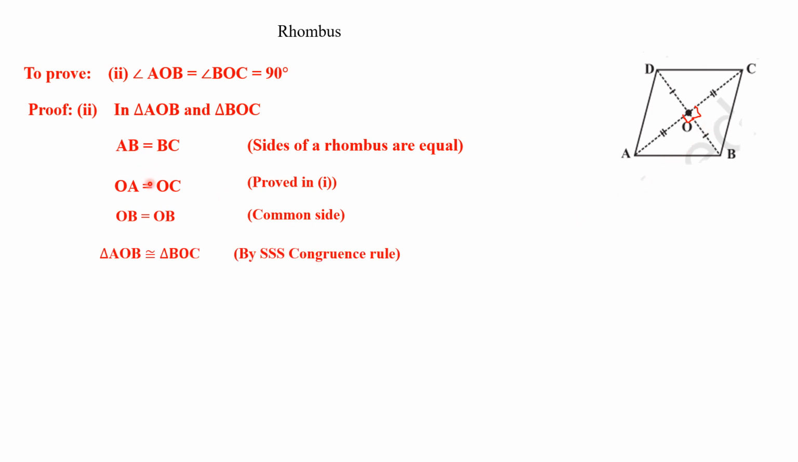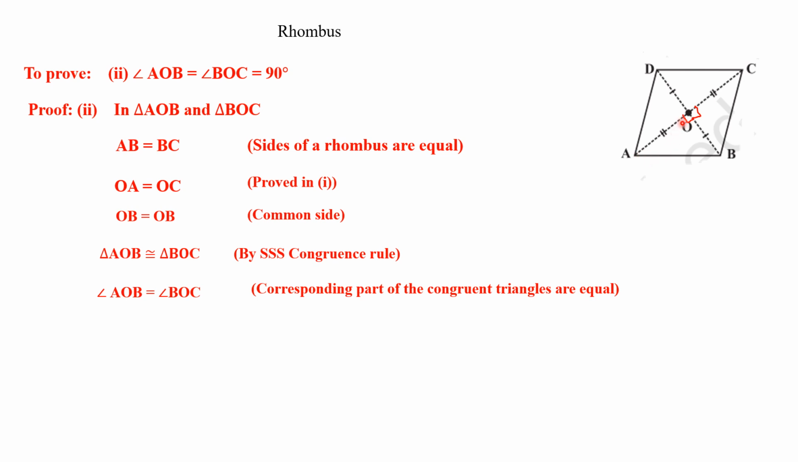So both the triangles are congruent using the SSS congruency rule. Okay, side, side, side. Now if two triangles are congruent, then we can say that their corresponding parts will also be equal. So from here I can say that angle AOB will be equal to angle BOC. Okay, why? Corresponding parts of congruent triangles are equal.